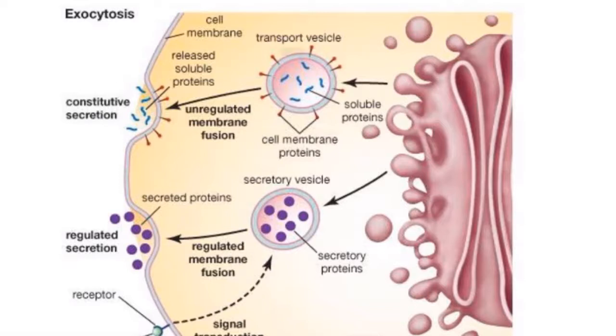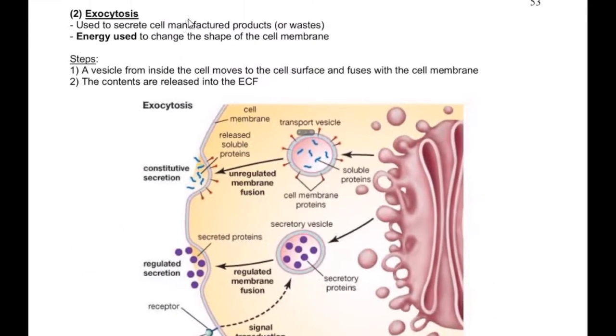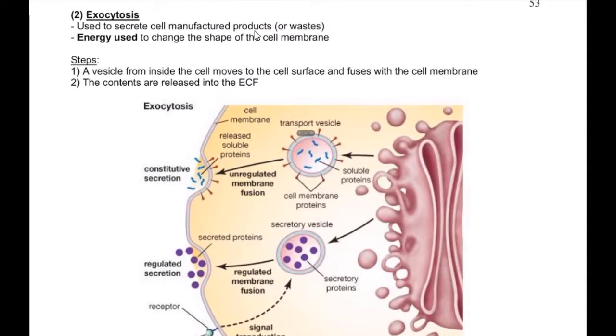So that's it. That's exocytosis. You use energy to change the shape of the cell membrane, and you're just constantly dumping stuff out. Again, manufactured products, stuff I want to dump out, plus any garbage that I don't want to keep inside.